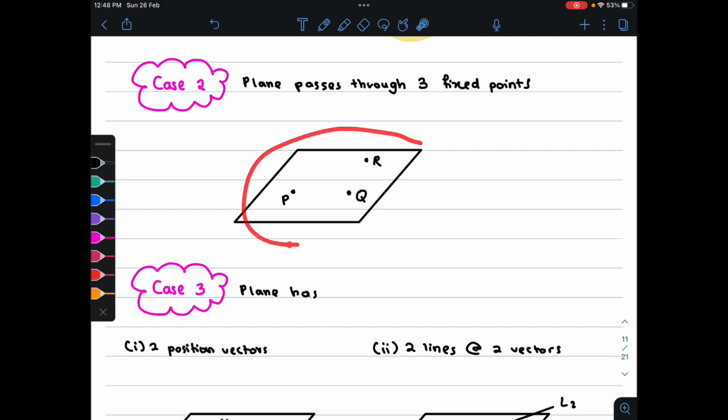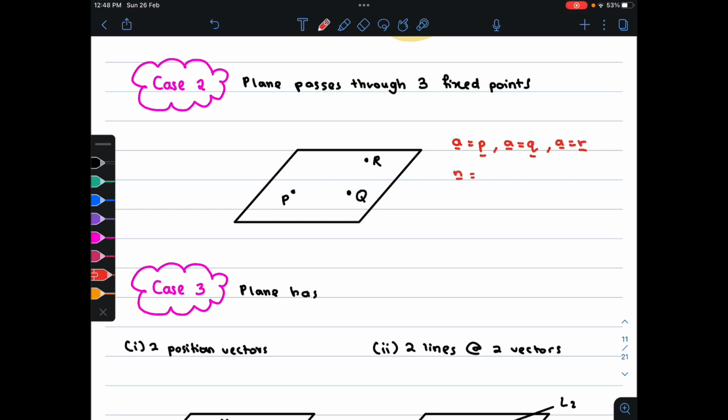So let's look at this one. I have points P, Q and R. Vector A always comes from any fixed point on the plane. Therefore, since we have 3 coordinates, I can have 3 different types of vector A. It can come from the point P, or point Q, or point R.